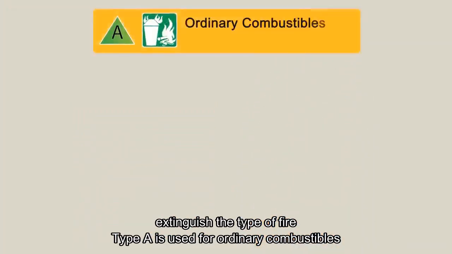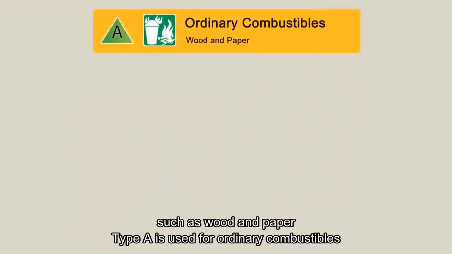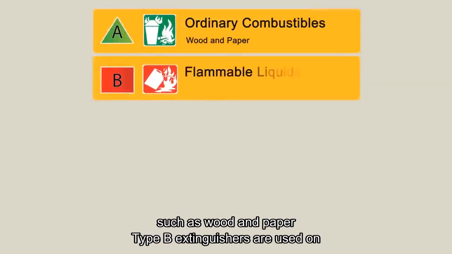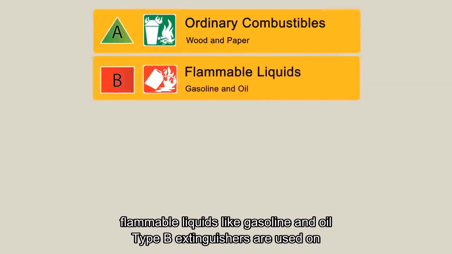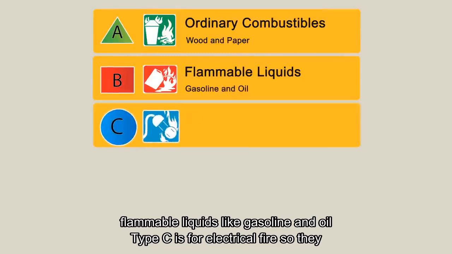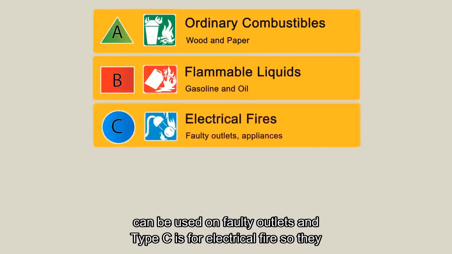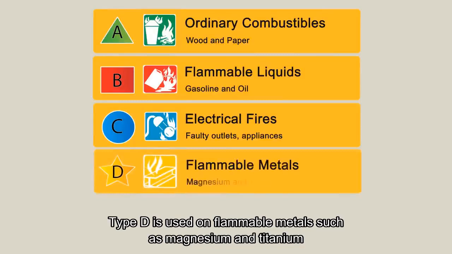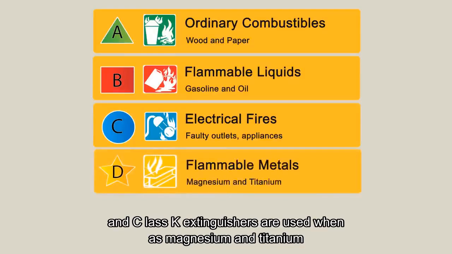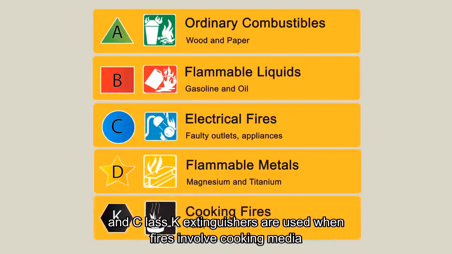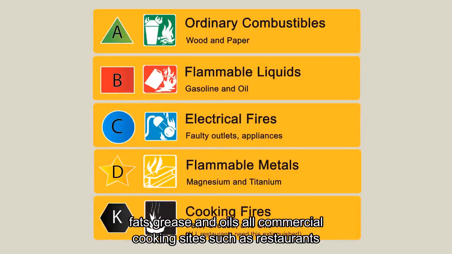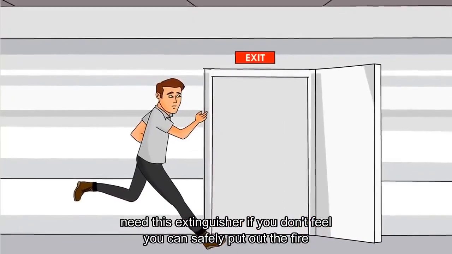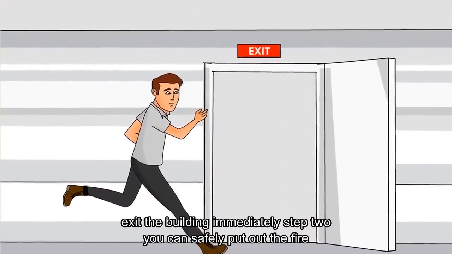Type A is used for ordinary combustibles such as wood and paper. Type B extinguishers are used on flammable liquids like gasoline and oil. Type C is for electrical fires, so they can be used on faulty outlets and appliances. Type D is used on flammable metals such as magnesium and titanium. And Class K extinguishers are used when fires involve cooking media, fats, grease, and oils. All commercial cooking sites such as restaurants need this extinguisher. If you don't feel you can safely put out the fire, exit the building immediately.